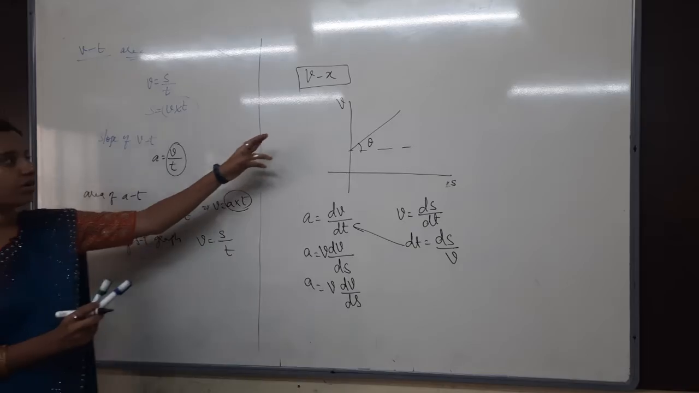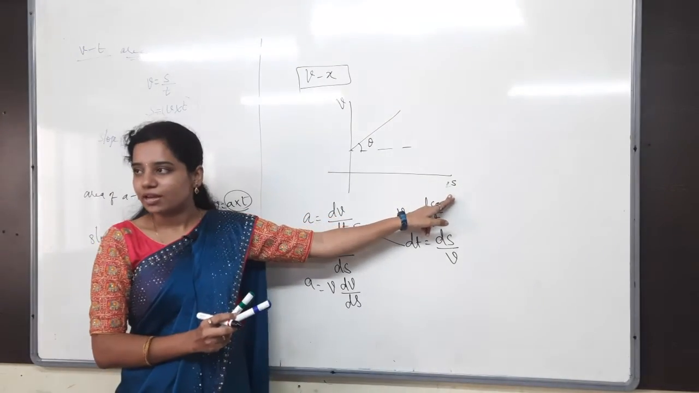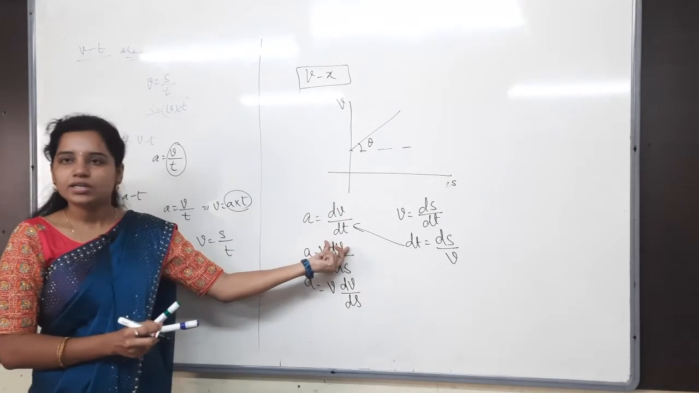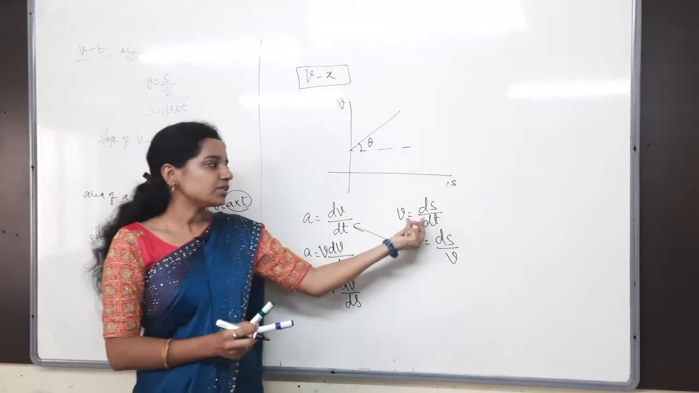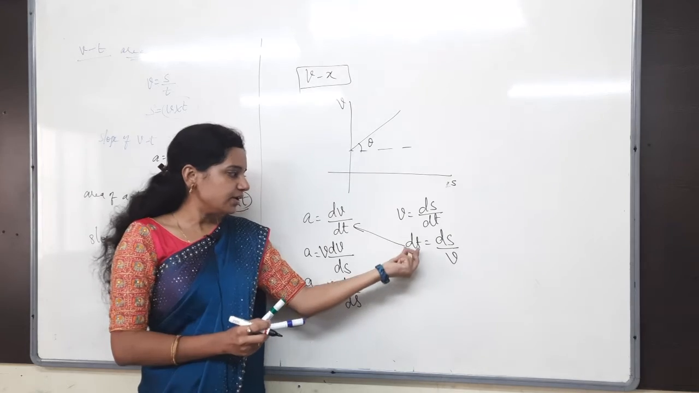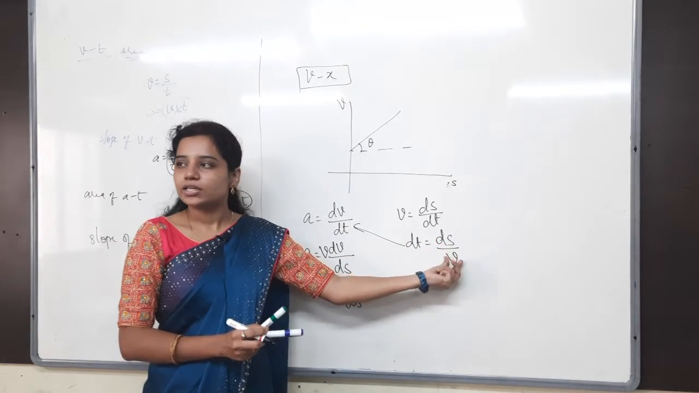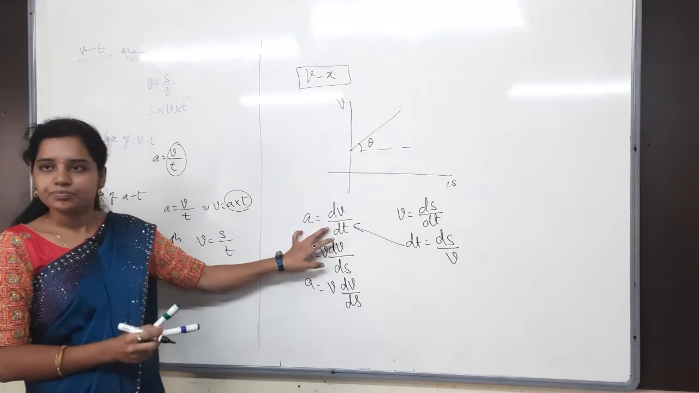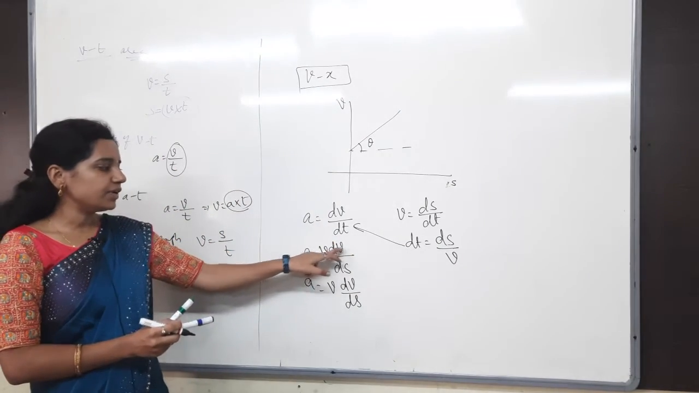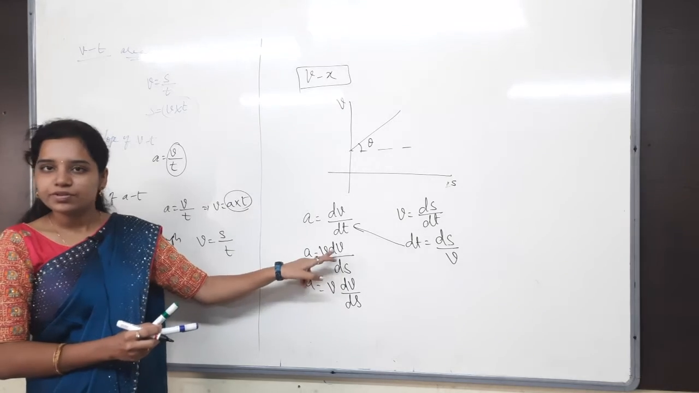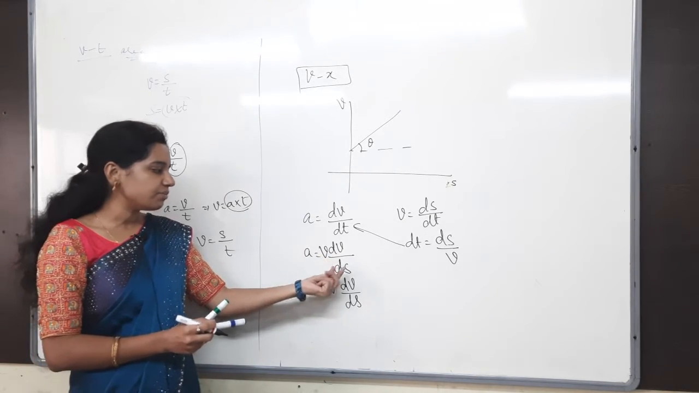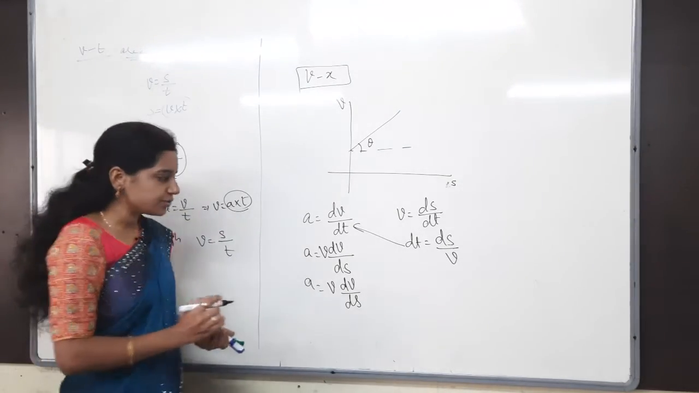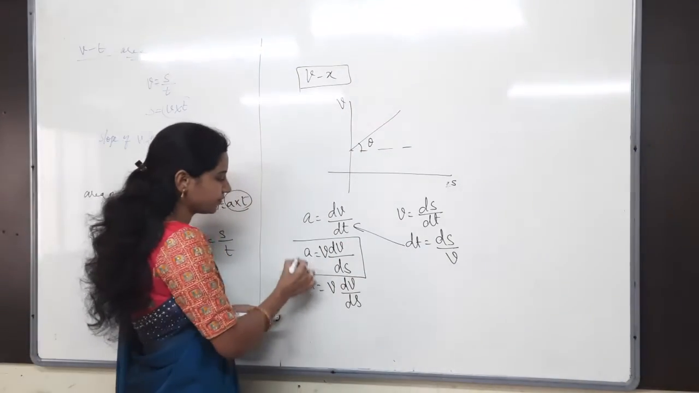We can get it from the velocity and displacement graph also. How do we get that? Simply a is equal to dv by dt. Then v is equal to ds by dt. Then dt is equal to ds by v. So this ds by v I am substituting here. Then what do we get? v dv by ds. So v dv by ds is nothing but the velocity multiplied by the slope of the graph. That gives you the acceleration a.